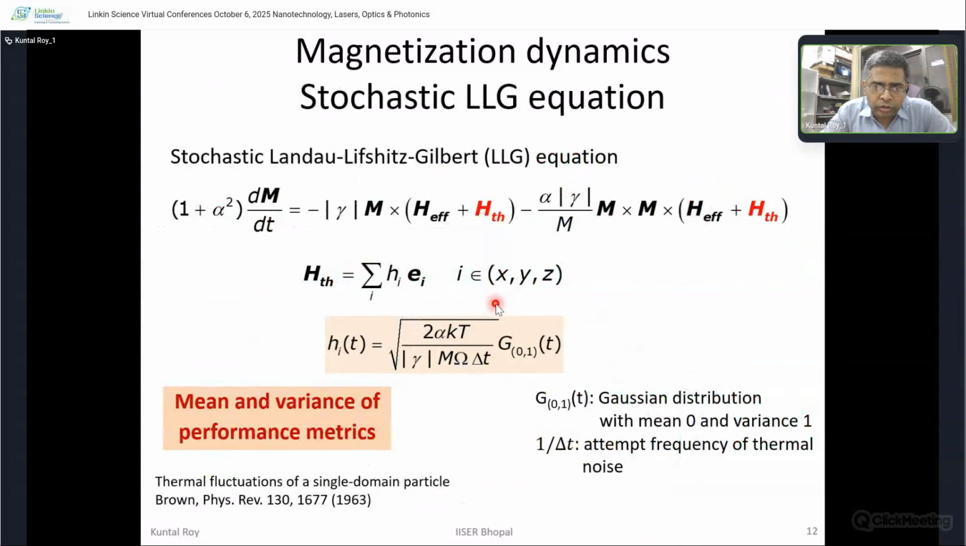Now you need to include also the thermal field. Room temperature thermal field one needs to include, and we get the mean and variance of the performance metrics like switching delay and energy dissipation. It is very important, because for the worst case scenario we need to be very prepared. Clock speed in a computer depends on the worst switching delay that you have to tackle.